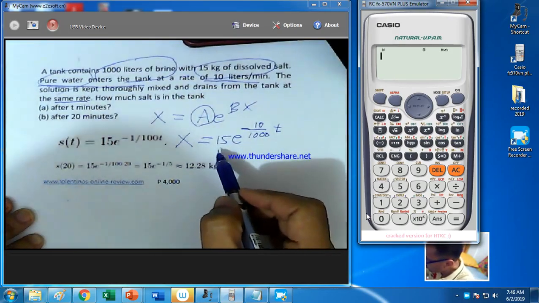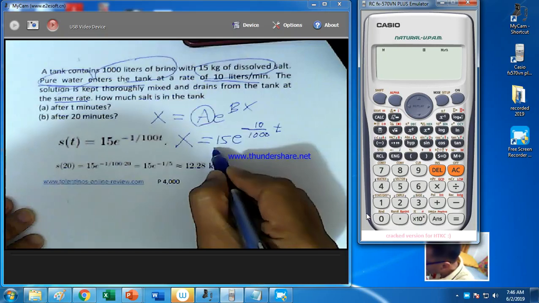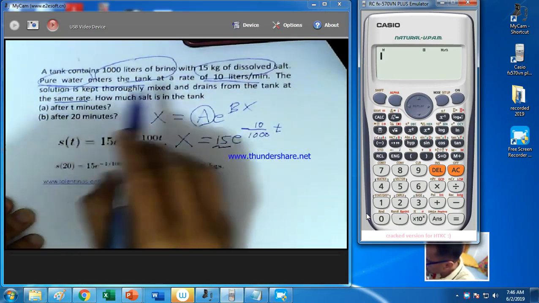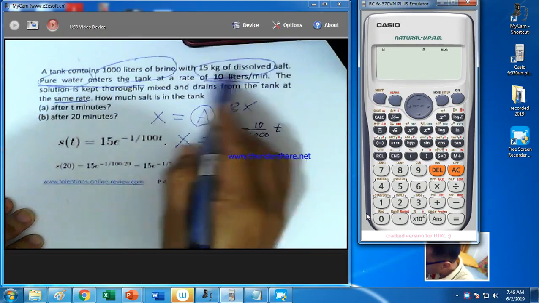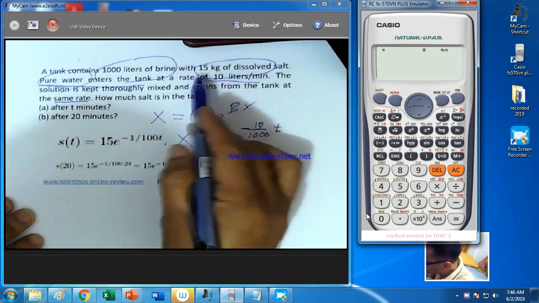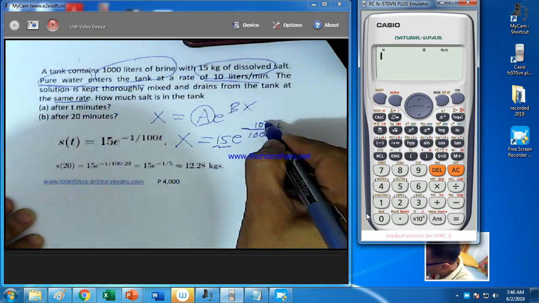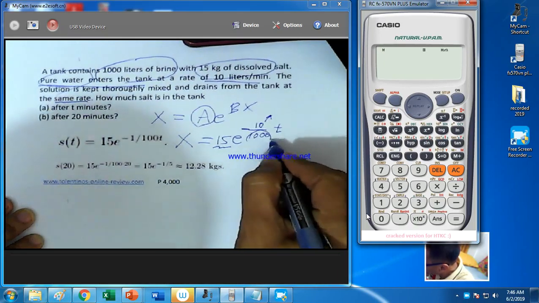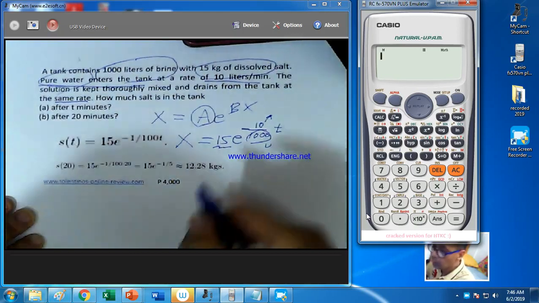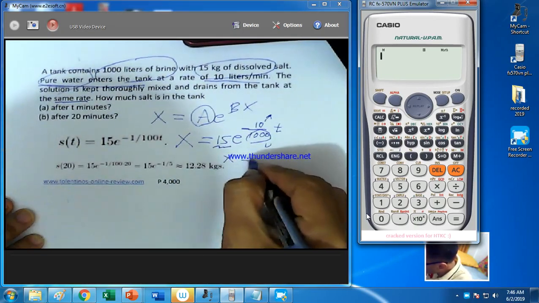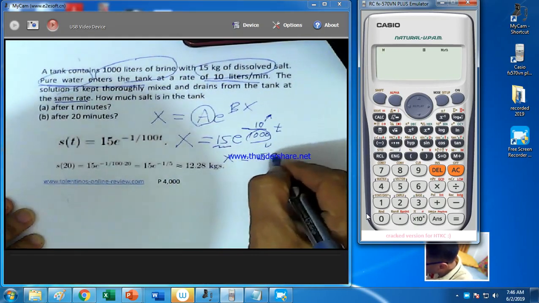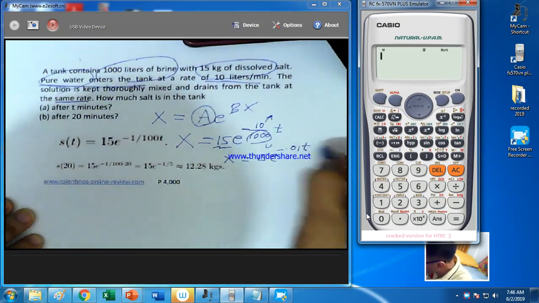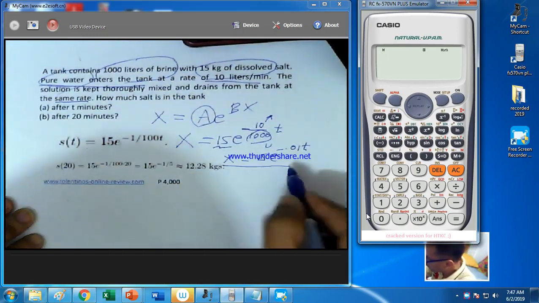Look at how nilagay ko yung model, ha. Ano tong 50 na to? Ito yung initial content ng salt. Ito yung rate ng pumapasok o lumalabas. Ito yung volume. Okay? So, your X will just be 50 e to the negative 10 divided by 1,000 is 0.01 t. So, ito yung model natin.